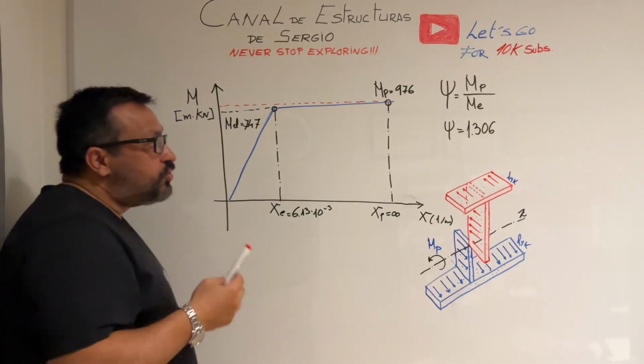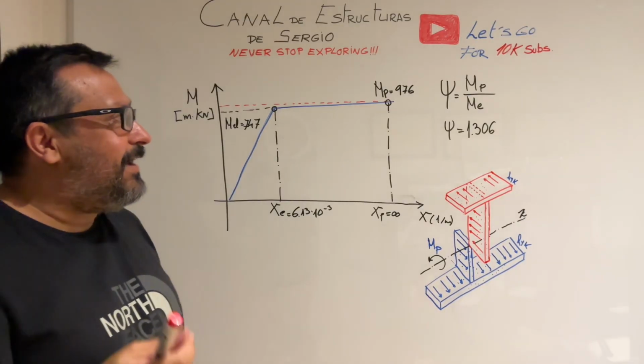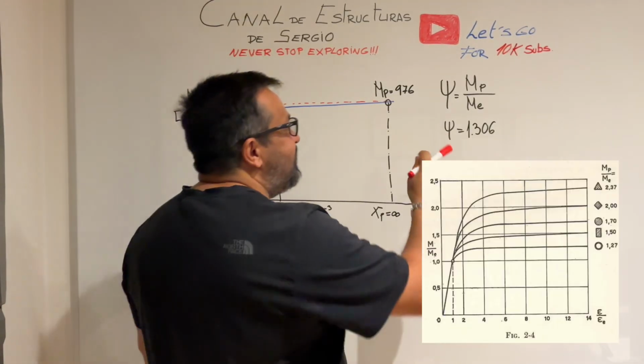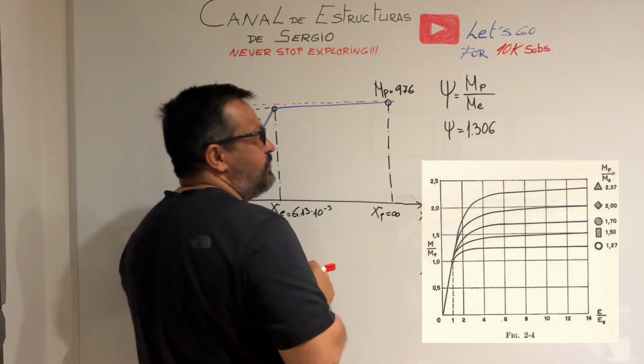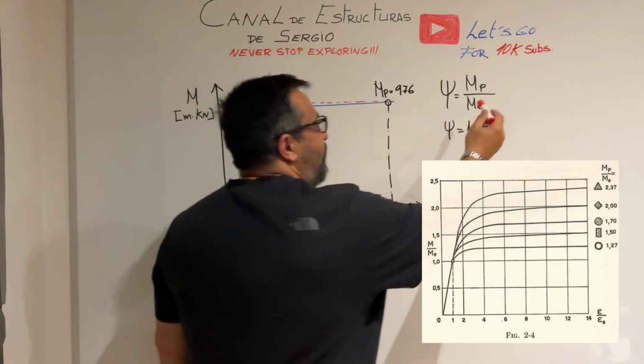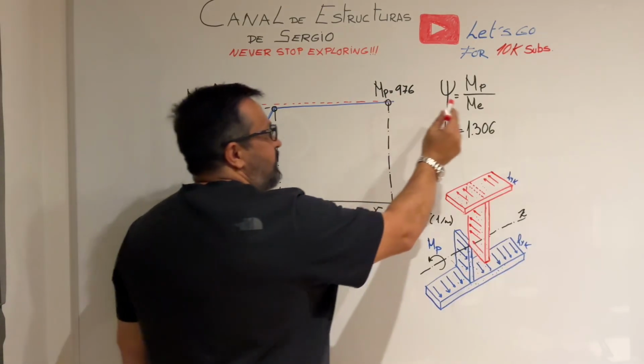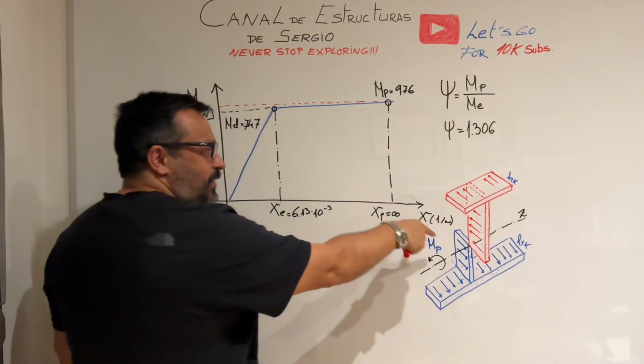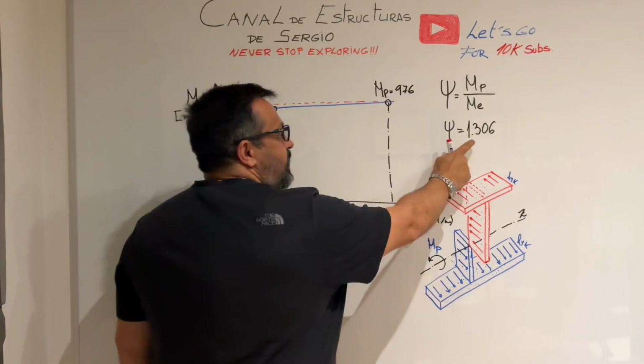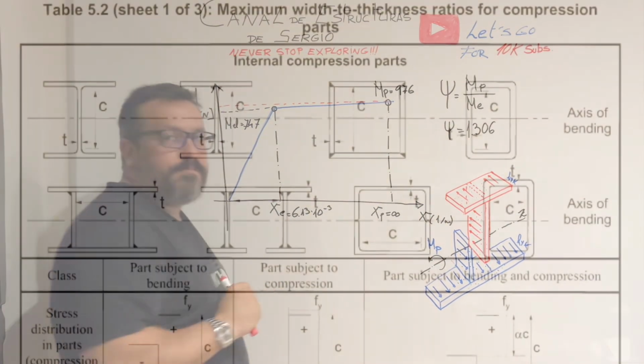Also, I would like to highlight one last topic: the shape factor of the section. That is the equation that relates the plastic bending moment and the elastic bending moment. In this particular case, the value is 1.3.